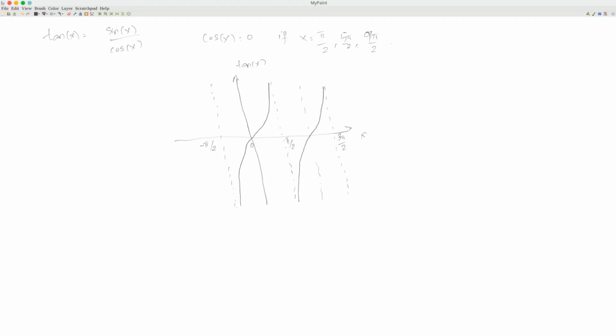But I forgot to add 3 pi over 2 here. So pi over 2, 3 pi over 2, and add another pi, 5 pi over 2 would all result in an asymptote. If you look at the difference here, the difference here is pi. So the tangent function is not 2 pi periodic, the tangent function is pi periodic. In other words, it repeats with a period of pi.